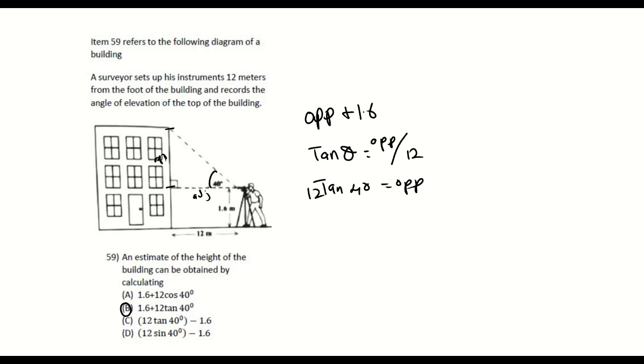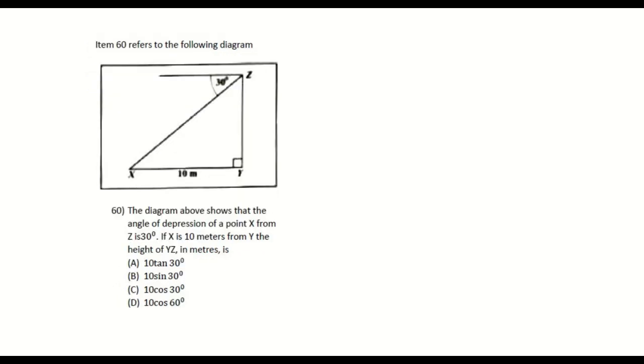This is a repeated question, by the way. Question 60. The diagram below shows the angle of depression of x from Z is 30. So therefore, this here is going to be 60, and this here is going to be 30. Depending on which one you're looking at, we're trying to find the height of this here.